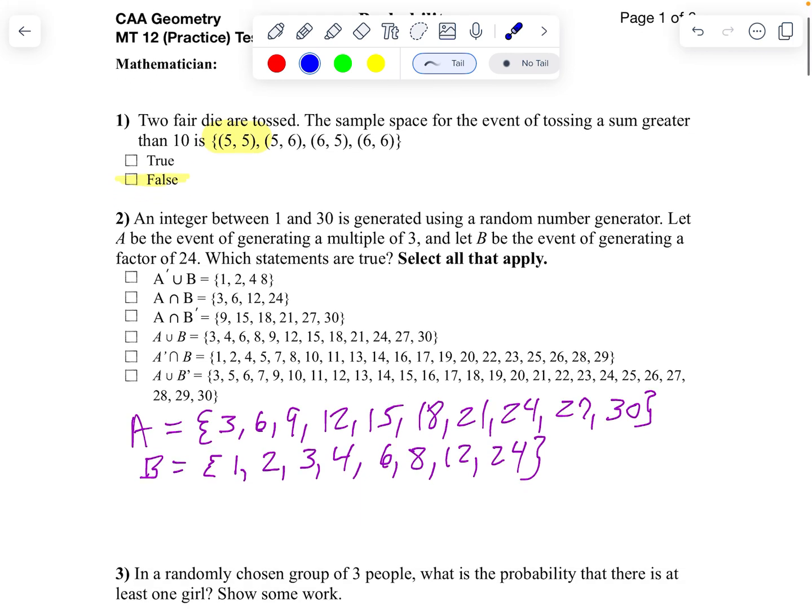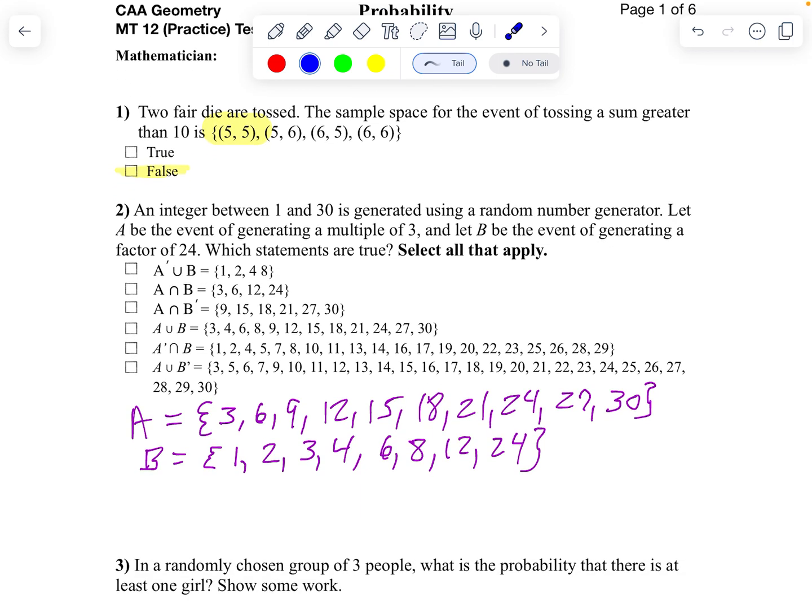Now, A intersect B, let's take a look at that one. So what's the same? Well, notice 3 is the same. And then 6 is the same. There is no 9. 12 is the same. And 24 is the same, isn't it? So that one is definitely correct.